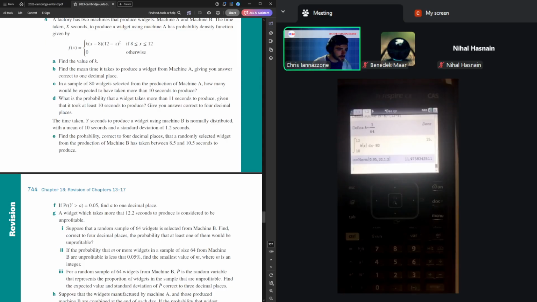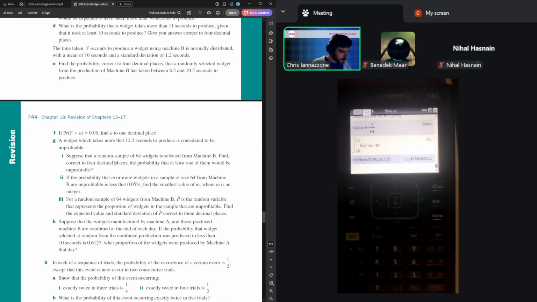Is that going to make sense? Yeah, seems about right. It's going to be right of the mean. We would expect that since it's 5% pointing right. And if the standard deviation is 1.2 seconds, it's a little bit more than one standard deviation over. That about checks out. Cool.